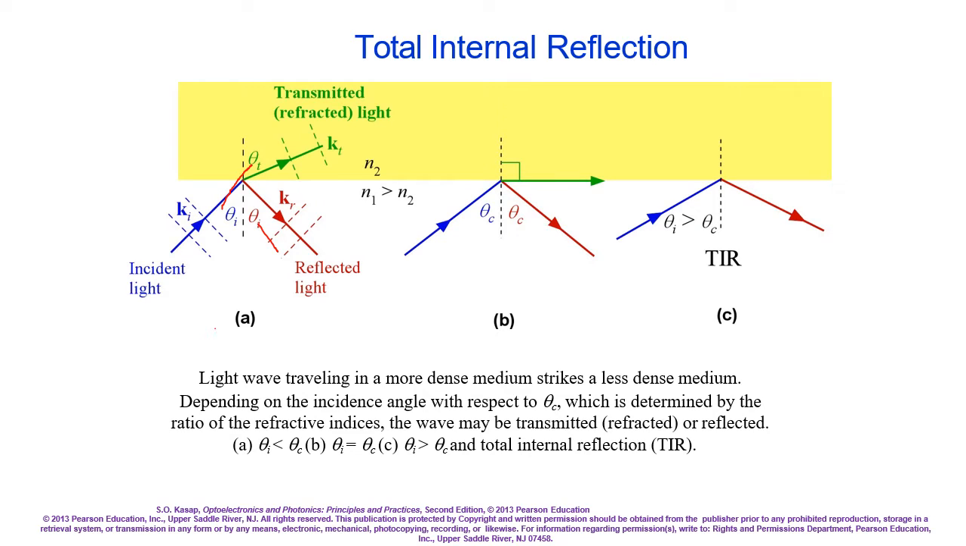Here we can see this figure. This is when theta i is less than theta c. This is when theta i and theta c are the same, and this is when total internal reflection occurs, when theta i is greater than theta c. So if the incident angle is greater than the critical angle, then the light will be reflected.